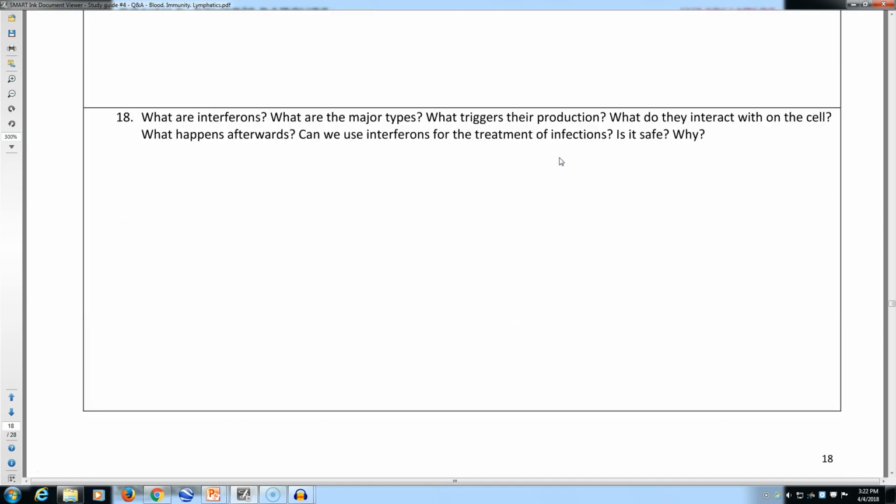Interferons, major types, that's easiest, because there are two types, type 1 and type 2. What triggers their production? Infection. What do they interact with on the cell? Receptor. What happens afterwards? The cell becomes warned. Can we use interferon to treat infections? We can. Is it safe? Not really. It's pretty terrible.